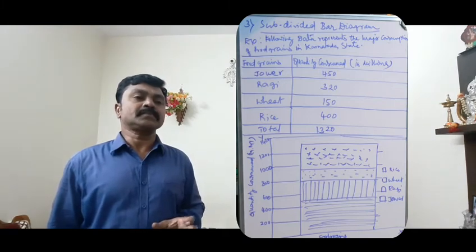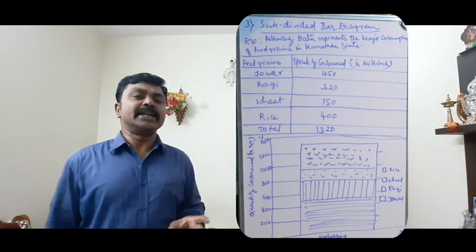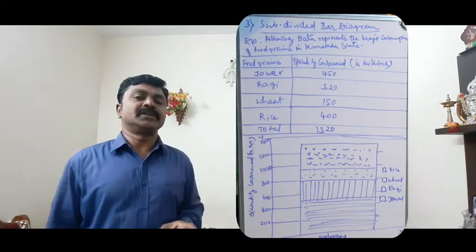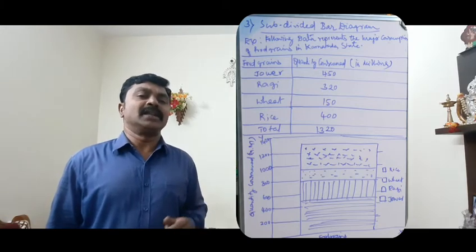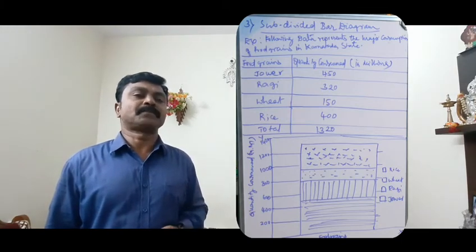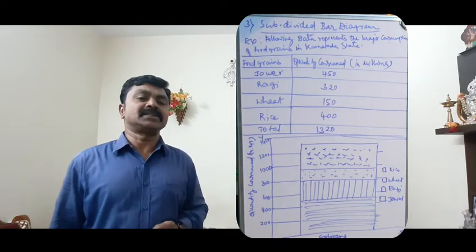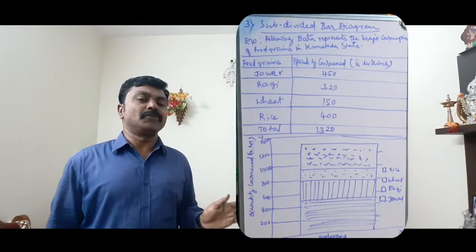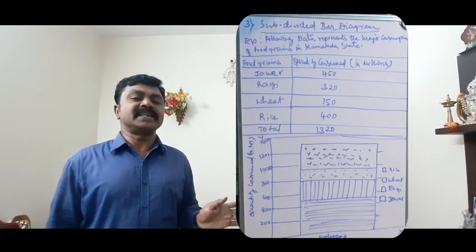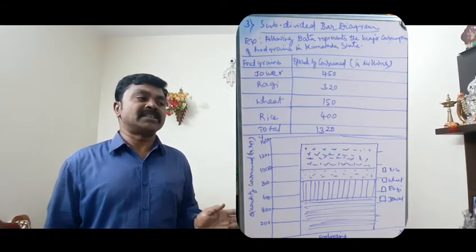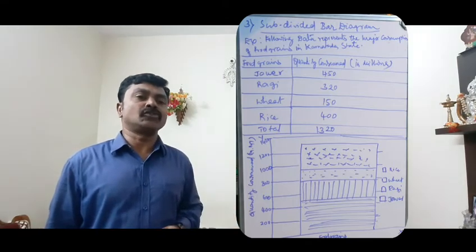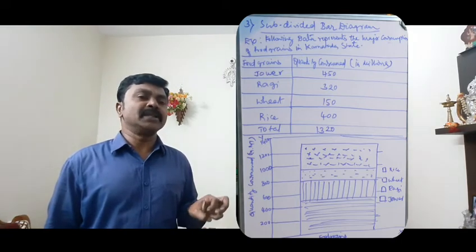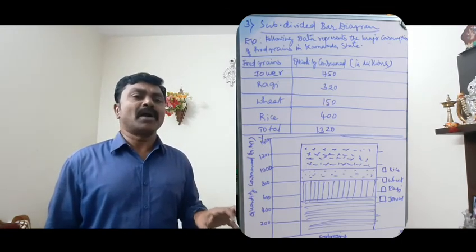Here we have to subdivide the bars. Each segment represents a component of the total of that particular diagram. The best example is data representing the major consumption of food grains in Karnataka state. This data is subdivided in bar diagrams. This graph is also used to show different data input in one bar diagram.